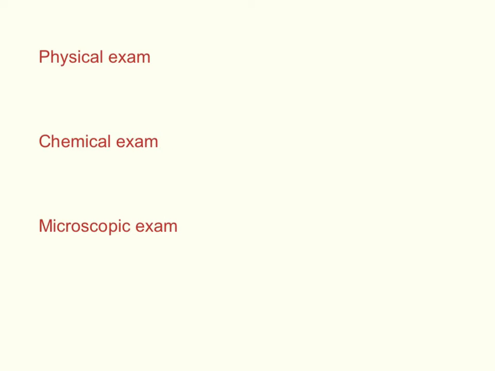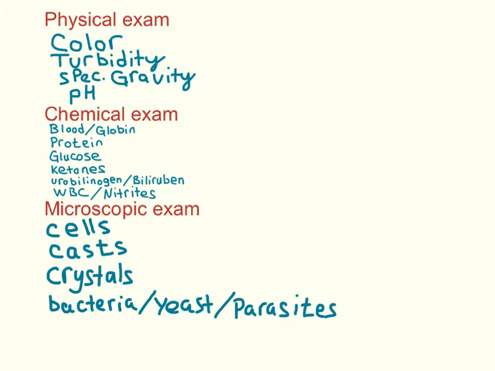A urinalysis is basically broken down into 3 parts. You got the physical exam, the chemical exam, and the microscopic exam. Okay, so it's just like it sounds. The physical exam, you're just going to look at stuff. What color is it? Is it turbid? Is it cloudy? What's the specific gravity and what's the pH?